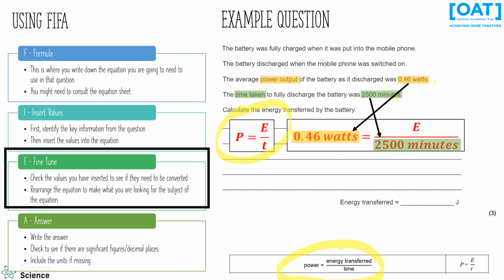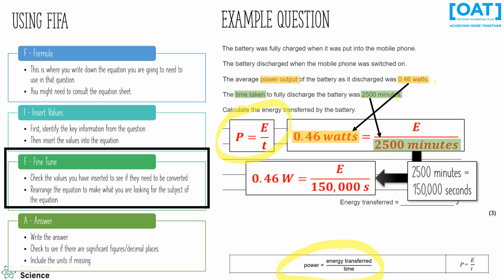So 2,500 minutes needs to be converted into seconds because that's the standard SI unit in science for time. So 2,500 minutes, multiply that by 60 seconds per minute gives you a time of 150,000 seconds. So there's a conversion step in this question. So the values we then insert to the formula would be 0.46 watts equals the energy divided by 150,000.